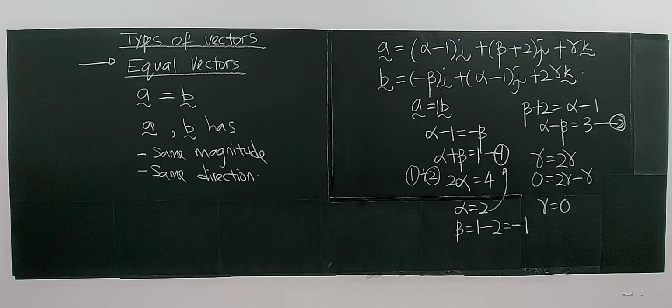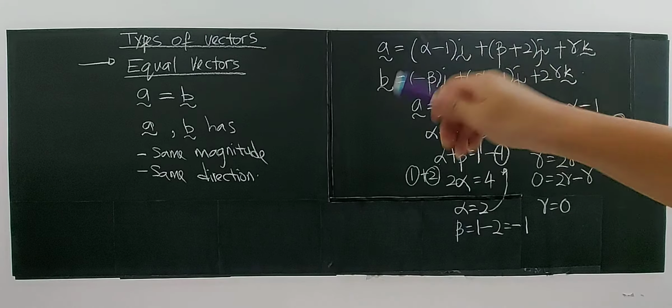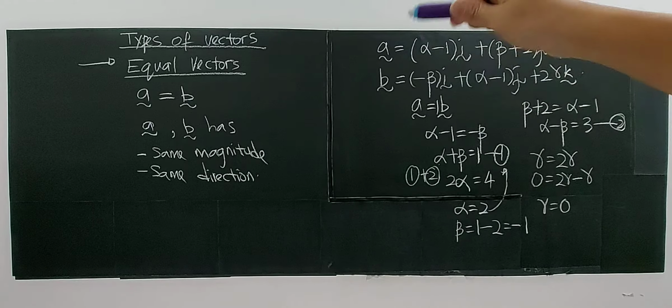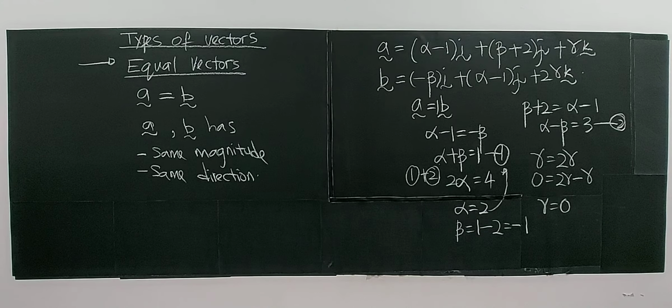Alright, you can only do it this way when you know that these two vectors are equal. This is the meaning of equal vectors. Alright, let's discuss another type of vector.